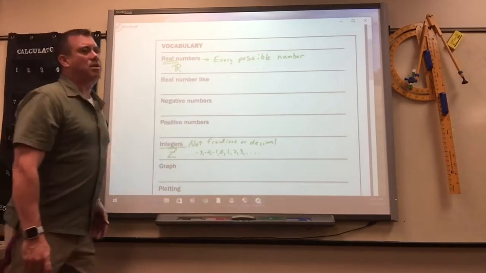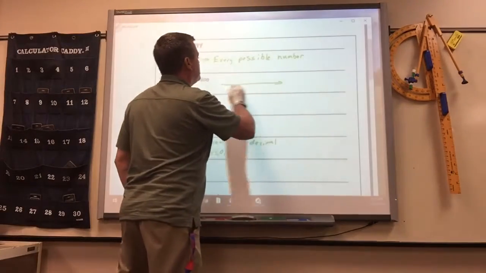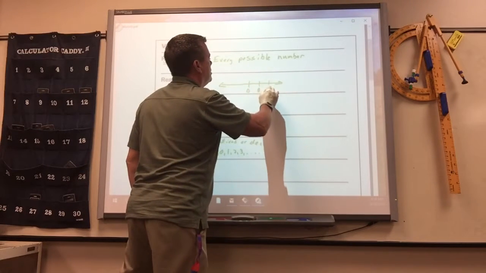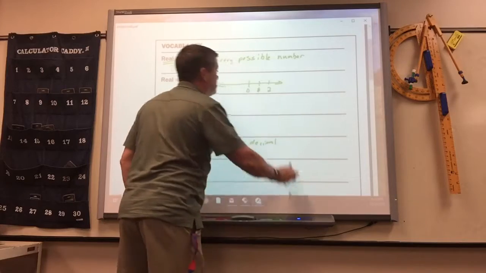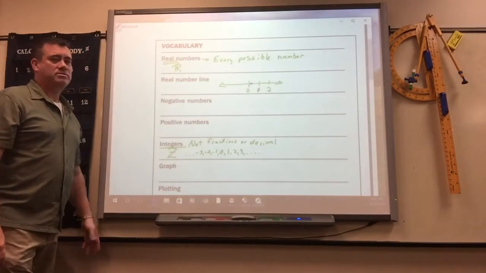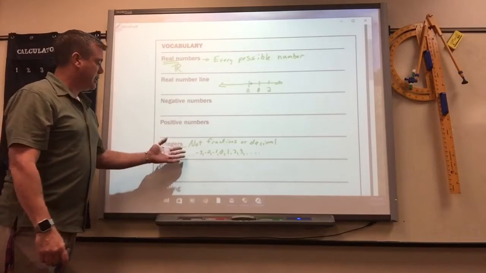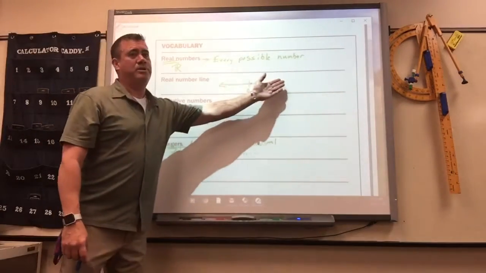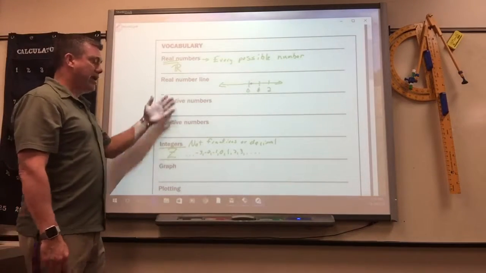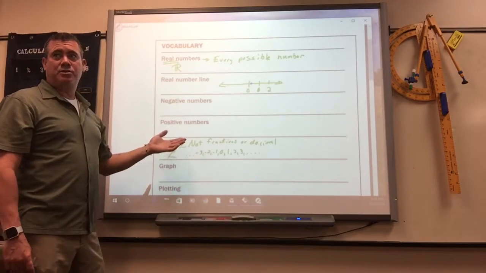So a real number line just means you would have a number line, and you could have any number. It could be in a fraction or decimal spot. Okay? If it's an integer number line, your dot would be only on the whole numbers, negative, positive. I don't think I have to go over that. I sure hope not.